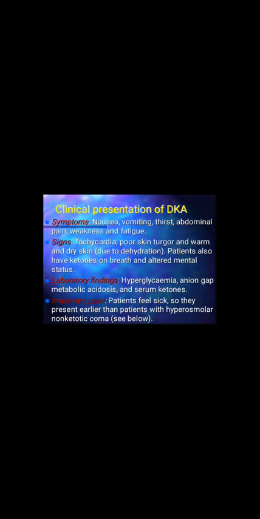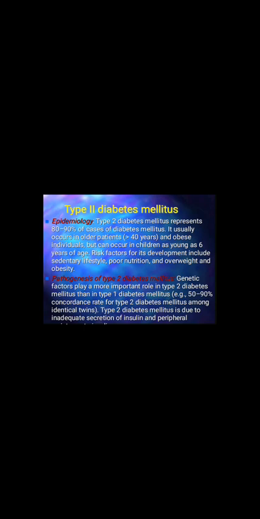So for the epidemiology, it represents about 80 to 90% of cases of diabetes mellitus, while type 1 takes around 10% of the cases. And secondly, it usually occurs in older patients above 40 years and obese individuals. But still it can occur in children, but the main bit of it is that it occurs in older patients.